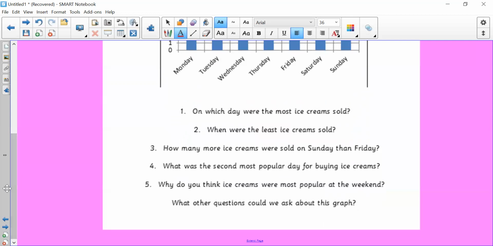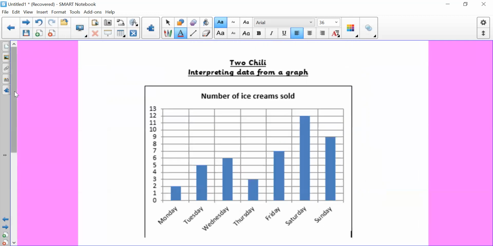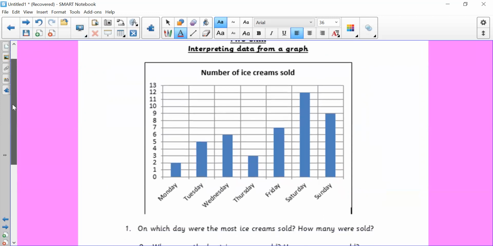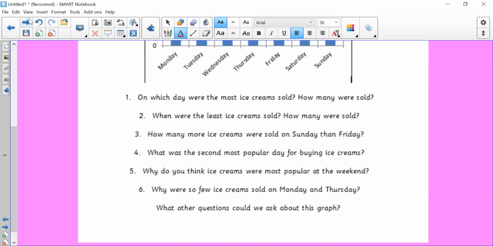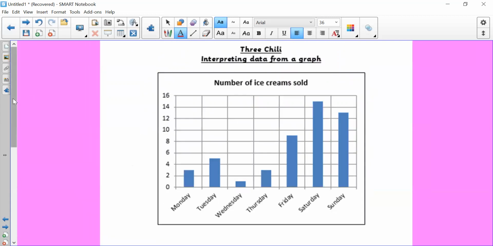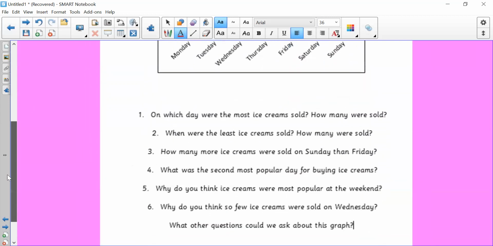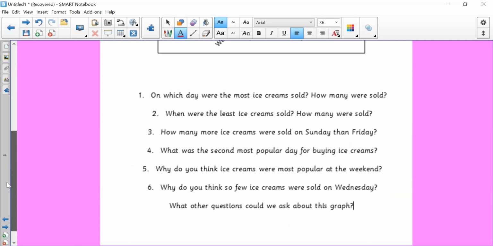And those are the questions. Remember the bonus bit. Tell us what you'd label the axes. And here is the 2 chili. And the questions for 2 chili. And here is the 3 chili. And the questions for 3 chili.